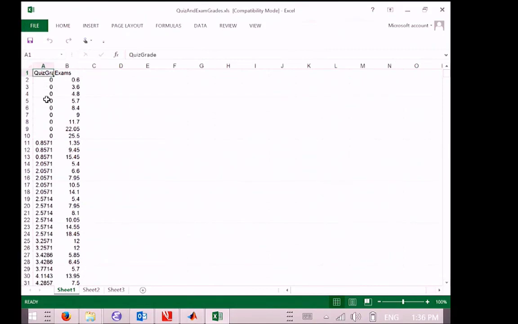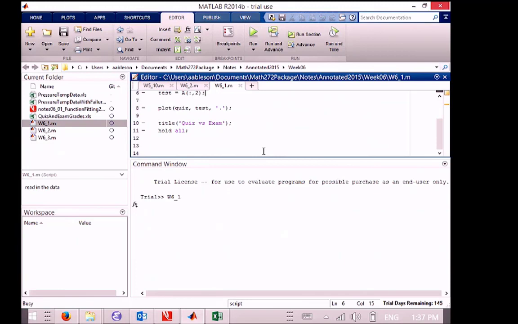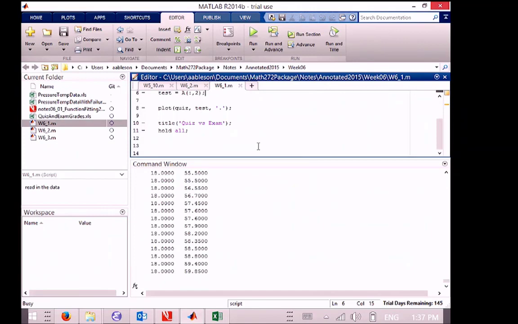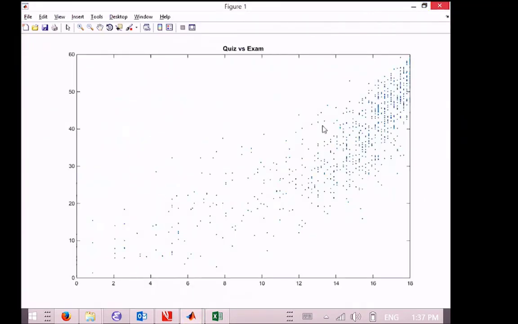The quiz grades are in the first column here. The exam marks are in the second column. So when we load into MATLAB, it ignores the headings, and we just assign those to representative names in these two lines here. We read in the whole thing. It'll be lots of rows by 2 columns, and we parse it out. We plot it. We make it look pretty with the title, and we're good to go. This will take a second or two because reading Excel files is a bit slow, but there we go. We have our data.